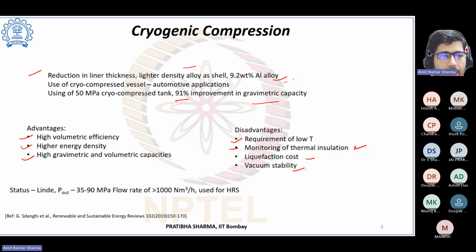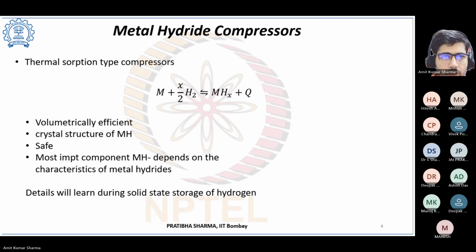Currently Linde is a company that has this kind of compression. The output pressure they have is 35 to 90 MPa, and the flow rate is greater than 1000 normal meter cube per hour. Now let's see the metal hydride compressors.